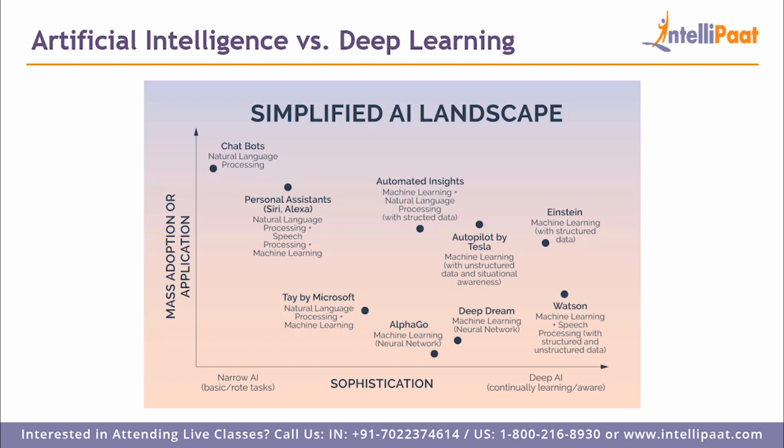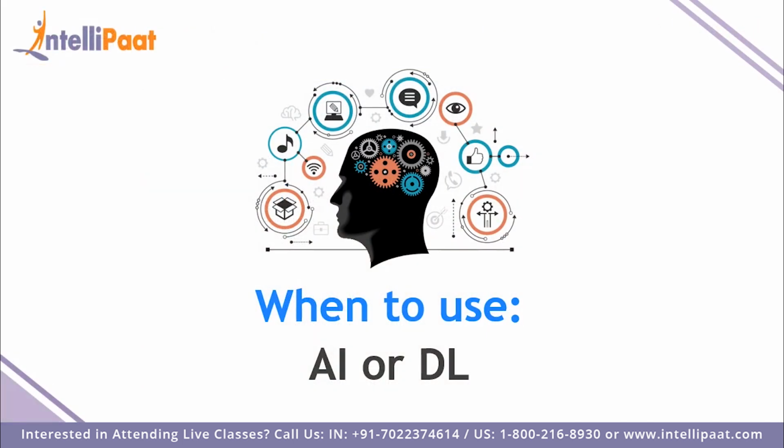And all of these machines you see on the screen can be continuously learning on their own and be aware of what they should do, what they are supposed to do, and what they can do as well, guys. So this brings us to the part where we have to find out when we have to use artificial intelligence and when we have to use deep learning.